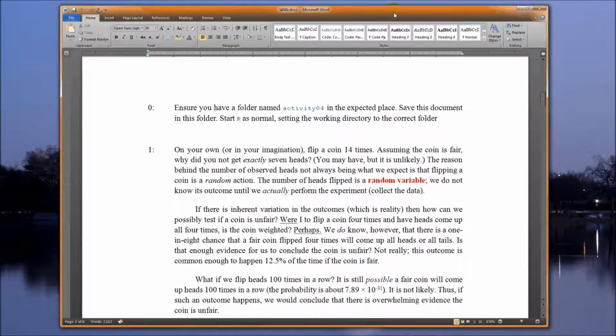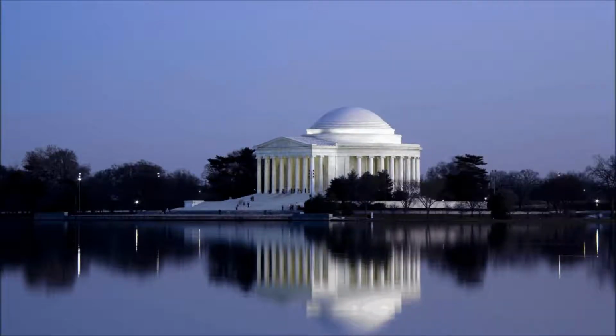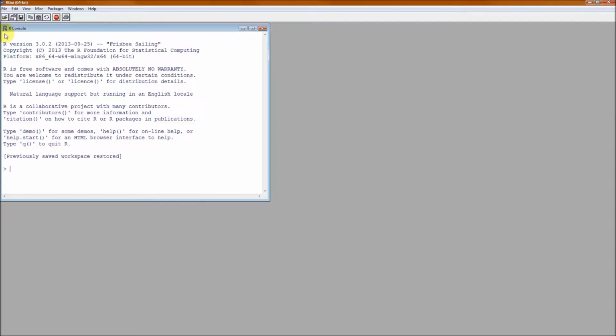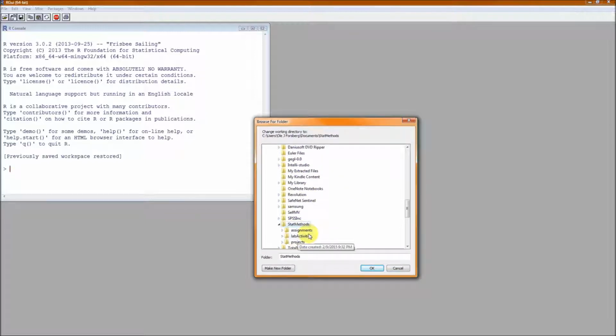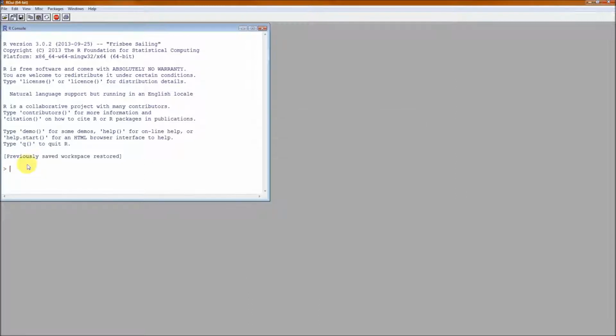So again, Activity 4, start R, all the fun stuff that we always do. Set the working directory. Try to figure out where my working directory is. Stat methods, lab activities, activity 4, open, just to double check. Ooh, lab4a.r. Did you remember to save the script from lab4a? I hope so.